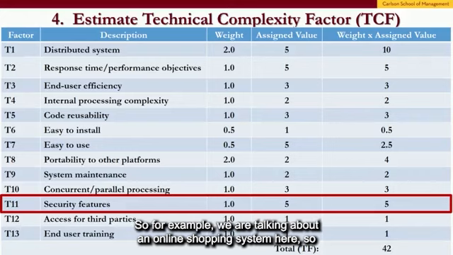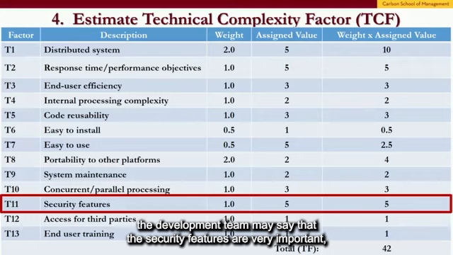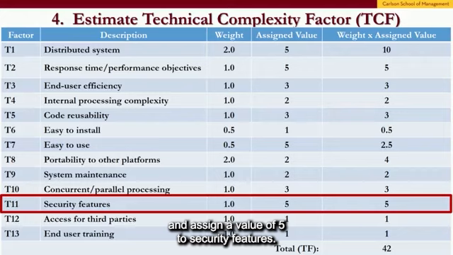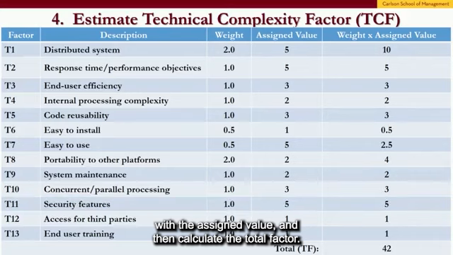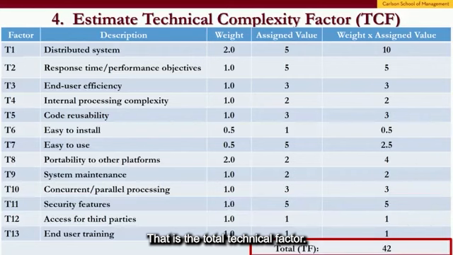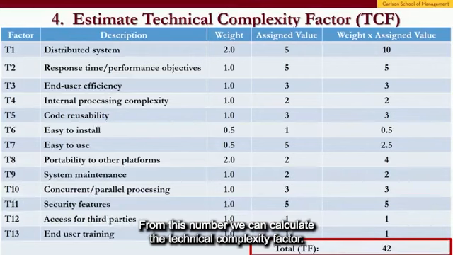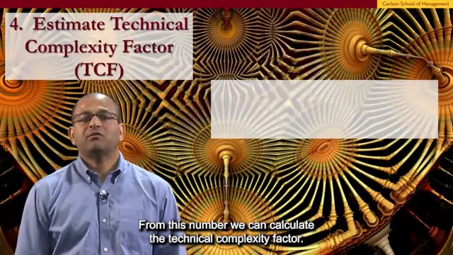So for example, we are talking about an online shopping system here. The development team may say that the security features are very important and assign a value of 5 to security features. So we assign a value to each of the 13 factors. Each of the 13 factors has a weight. Then we multiply the weight with the assigned value and then calculate the total factor, that is the total technical factor. From this number, we can calculate the technical complexity factor.